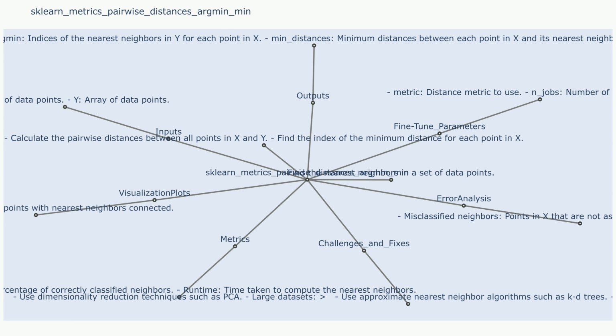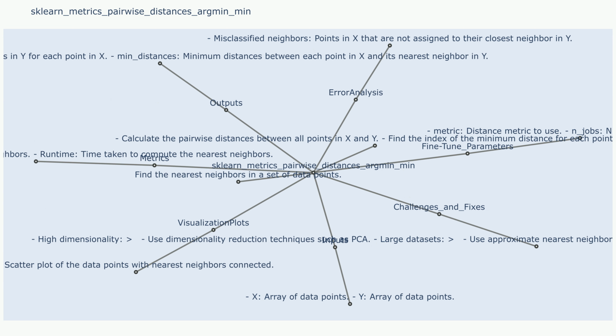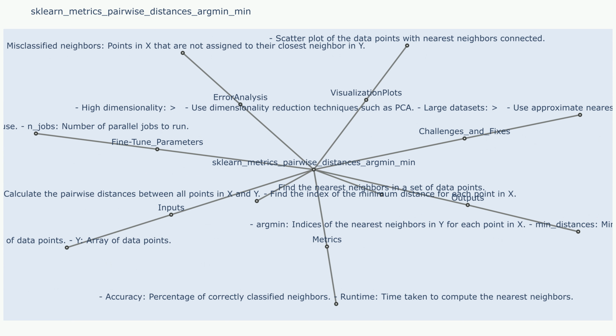Challenge 2: handling high-dimensional data. In high-dimensional spaces, the concept of closeness can be less meaningful due to the curse of dimensionality. Sample use case that resulted in Challenge 2: working with image data, where each data point is represented as a high-dimensional vector. Fixes to Challenge 2: consider dimensionality reduction techniques, e.g., PCA, before calculating distances. Use distance metrics that are more suitable for high-dimensional data, e.g., cosine distance.